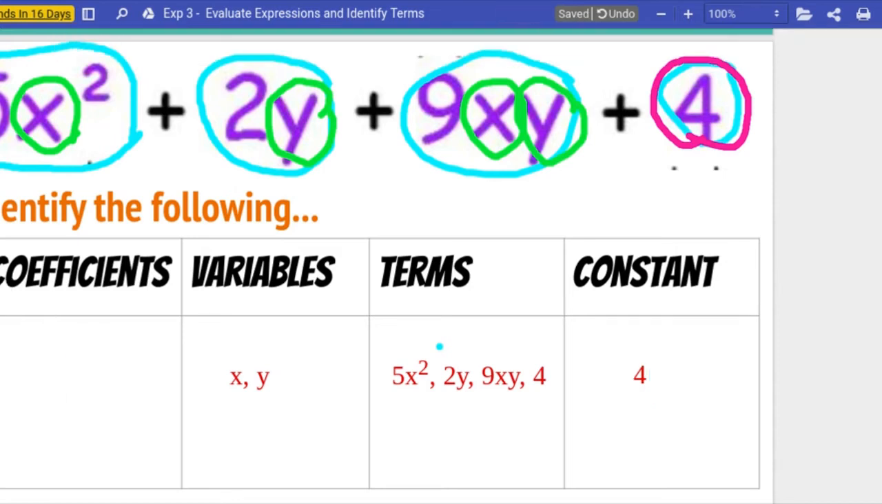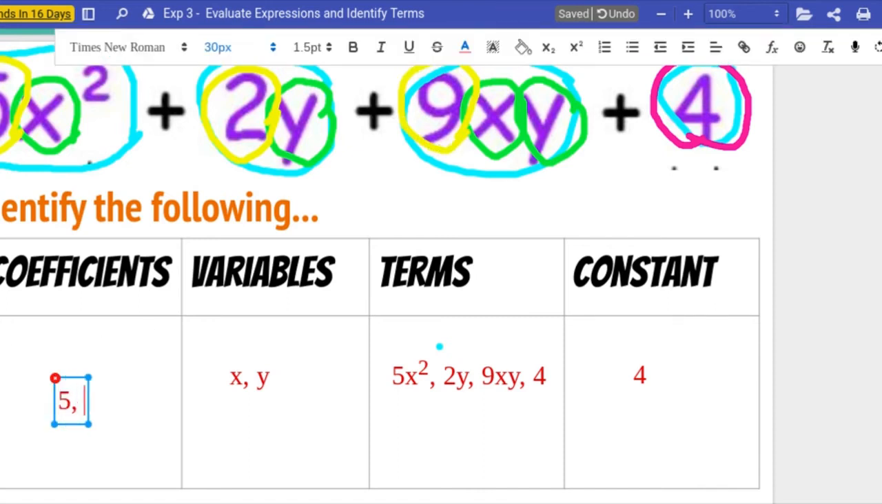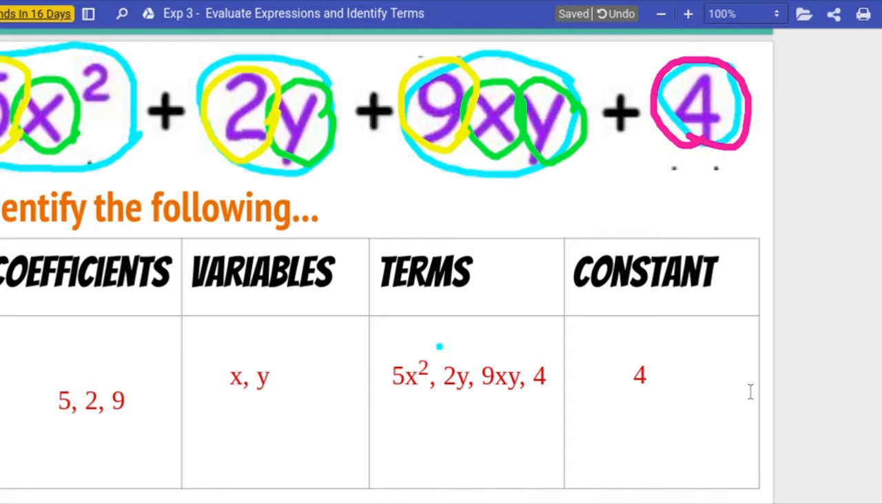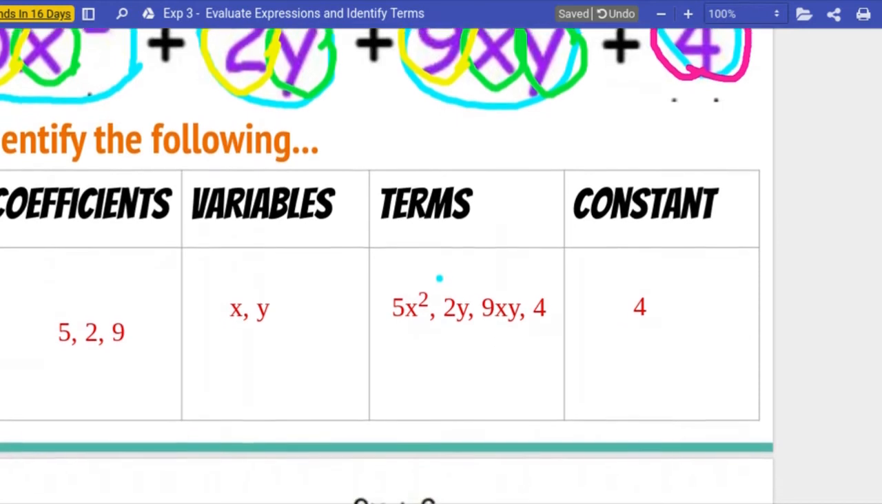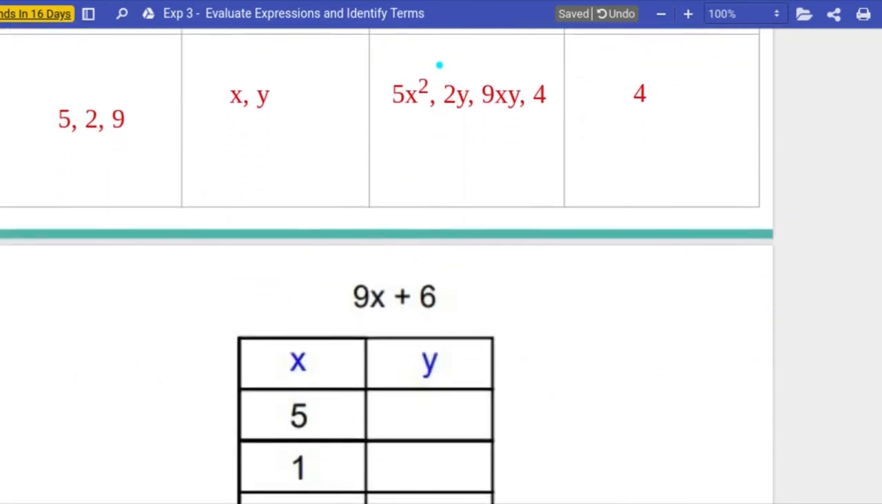And now let's find our coefficients. Coefficients are attached to those variables. They're buddies. They're right next door to them. So 5 is attached to the x squared, 2 is attached to the y, and 9 is attached to the xy. So we actually have 3 coefficients in this expression. So we would fill in 5, 2, and 9. So check your answers and see how you did. If you made a mistake, kind of look at it closely and figure out what you did wrong.